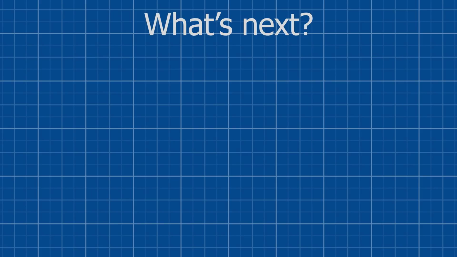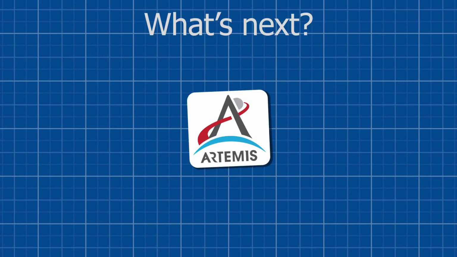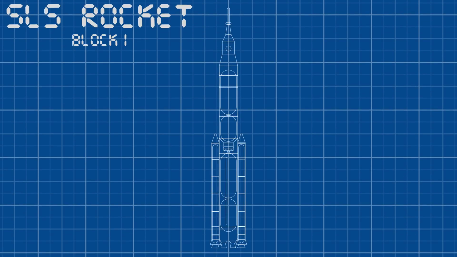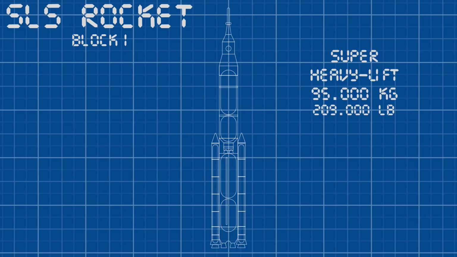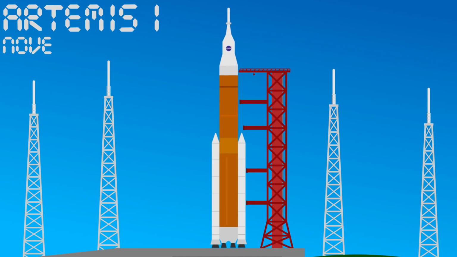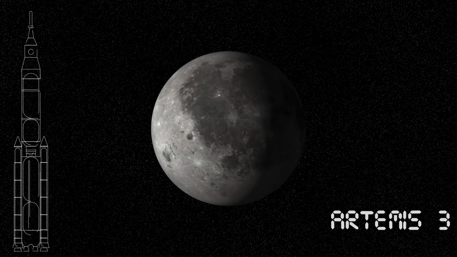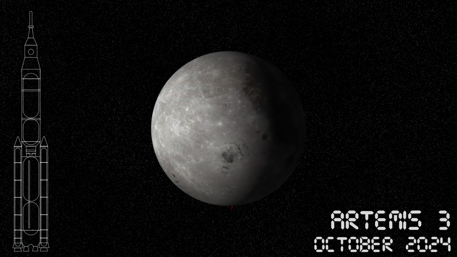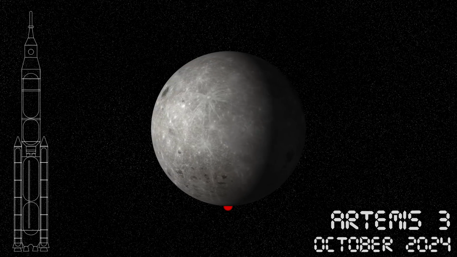But what's next for human space exploration? Well, NASA is currently planning the Artemis program, which will send humans to the moon again using the SLS Rocket. The SLS Rocket is a super heavy lift rocket currently under development with a payload capacity of 95 tons to low Earth orbit. The first launch of the SLS, Artemis 1, is planned for November 2021, and hopefully the Artemis 3 mission, planned for October 2024, will land on the south pole of the moon.